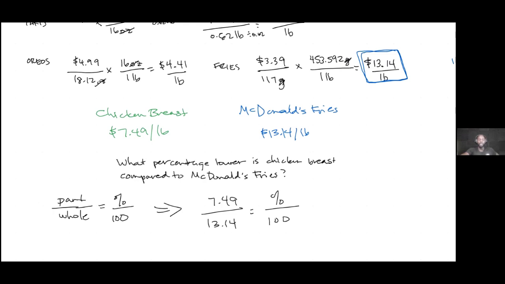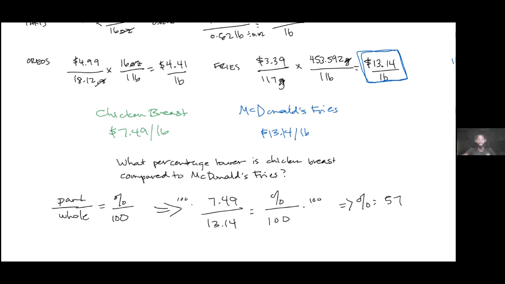And so basically you cross multiply. So really you could do it this way: multiply both sides by 100, and then you're gonna be left with percent, which is gonna be your actual percentage. Okay, so the percentage is gonna be 749 times 100 divided by 1314. Okay. So that is really right at about 57%.